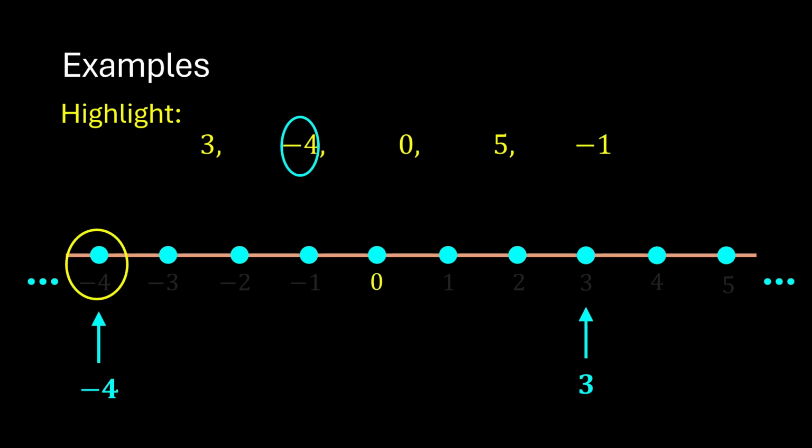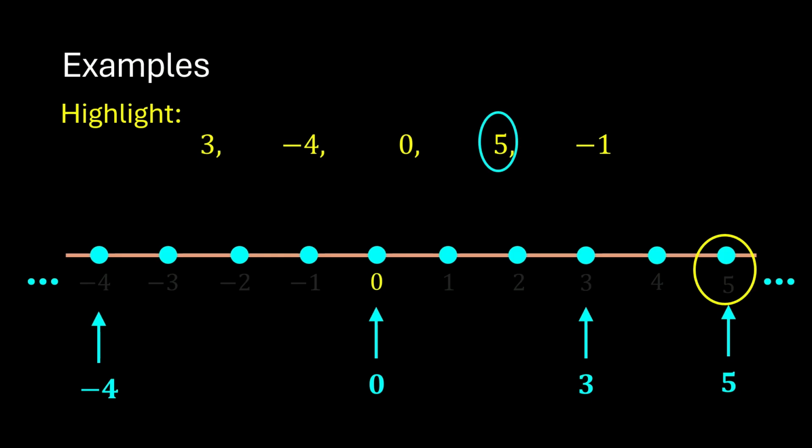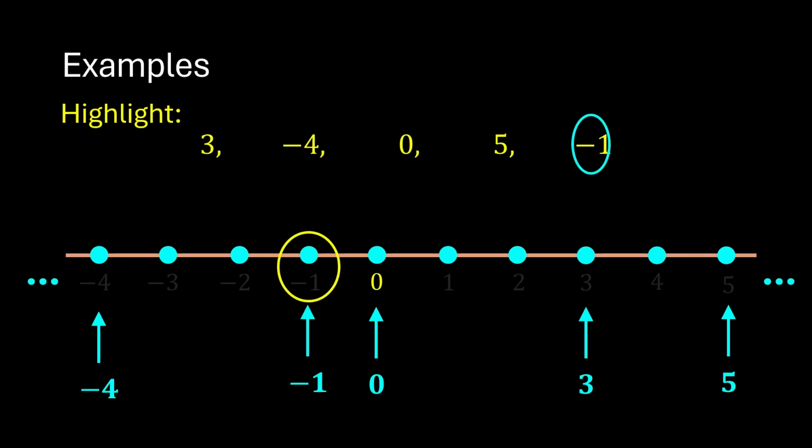Here's minus 4. This is 4 place values to the left of 0. And of course here's 0. And 5 is 5 place values to the right of 0. And minus 1 is 1 place value to the left of 0.